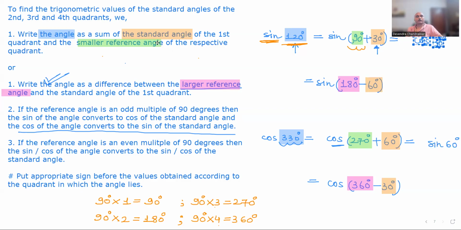Now you know the value of cos 30. You have already found it. Cos 30 was root 3 by 2.